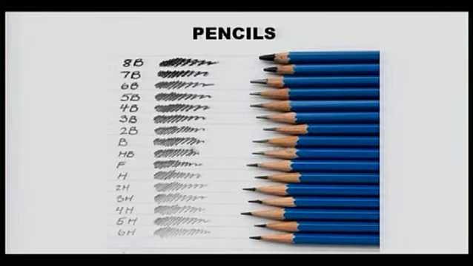Different grades of pencils give different results. Softer pencils are named B pencils and harder ones are named H. Now, we'll look at the making of a value chart with a few drawing techniques. A value chart helps us to understand that the effect of light on an object is gradual.